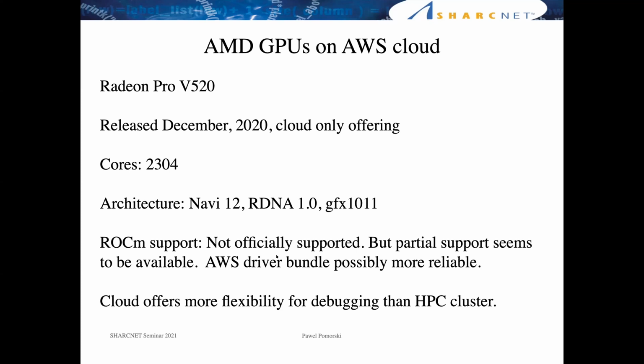But the nice thing is that AWS, Amazon Cloud, they have a bundle of drivers which they offer for installation. And I would assume that these drivers are probably more reliable because, well, millions of people use Amazon Cloud and probably thousands of people use these instances. So I would assume these drivers have been fairly well debugged. And this is probably why I was able to get ROCm to work on this virtual machine.